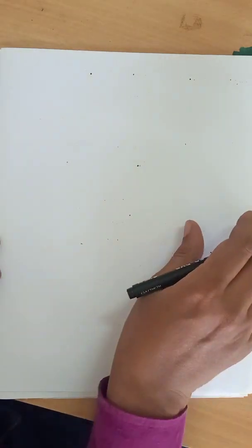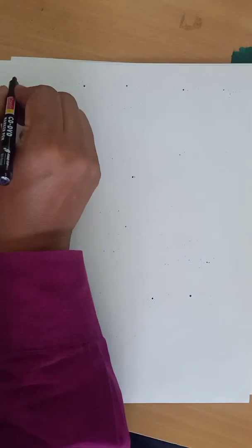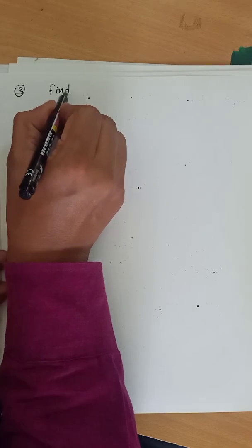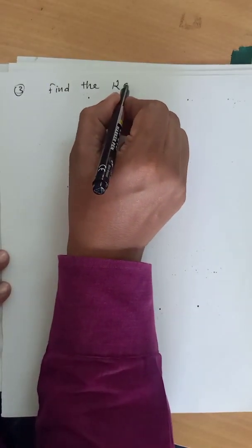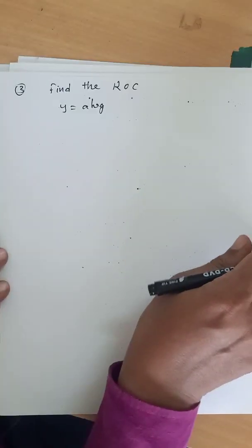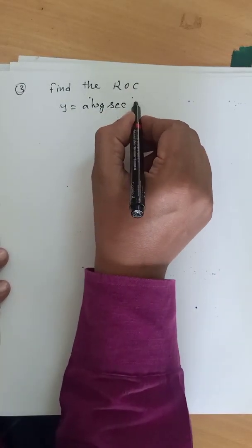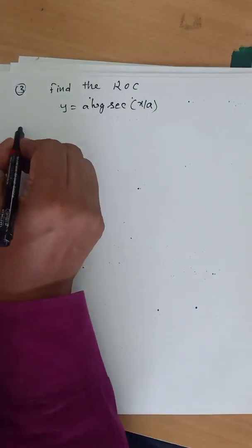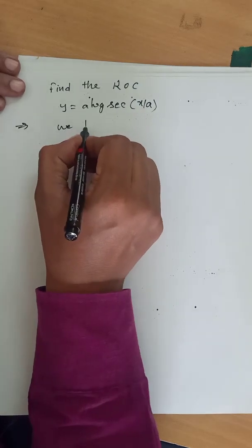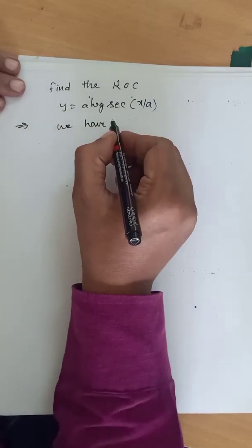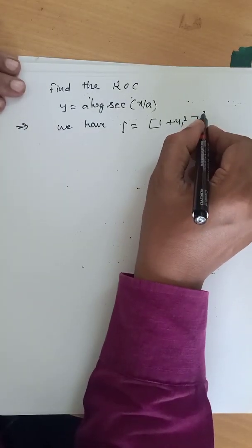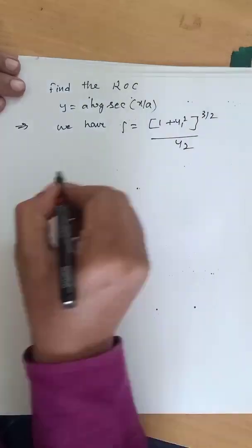Next problem. Find the radius of curvature y is equal to a into log secant x by a. Solution. We have, see this equation of the curve is in Cartesian form, that is why rho is 1 plus y1 square whole power 3 by 2 divided by y2.